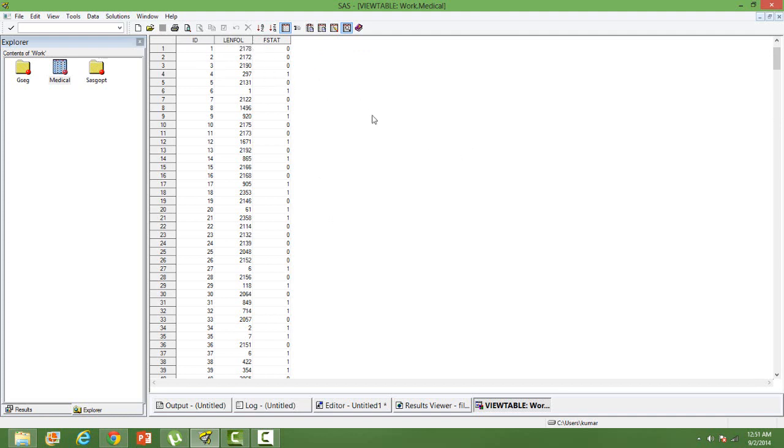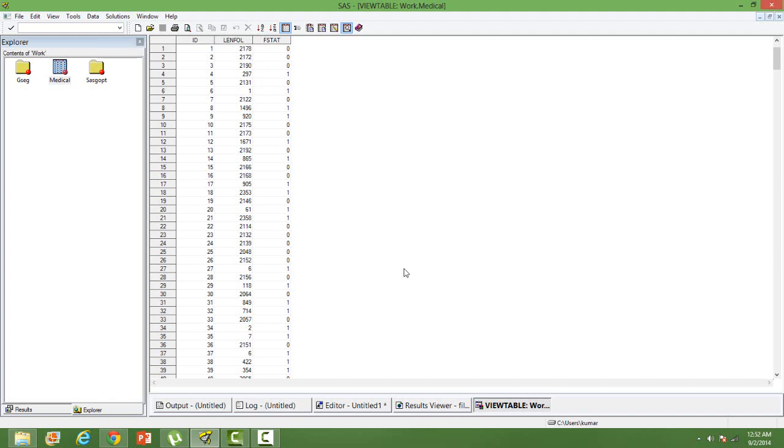Length of follow means till what time the patient was in the study. Then FSTAT is the status of the patient. 0 is surviving, 1 is the person died. So the event of interest is dying or death. As you know, survival analysis is a kind of modeling where we model the time to event. So if you look at patient 4, the status is 1, that means the patient has died. At what time? At 297, the 297th day from the date of medication.